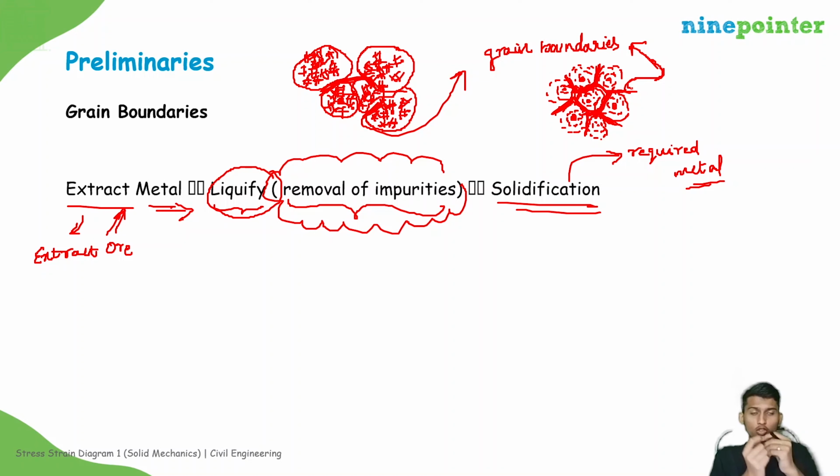So making those impurities as the center, the solidification will start. So they will form some type of colonies. Each colony will be separate. So when they clash, they create a boundary that is known as grain boundaries. Okay, so this is about grain boundaries.